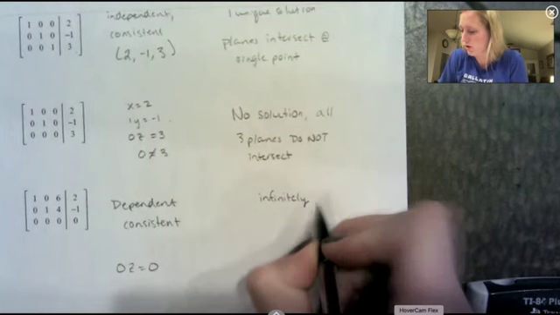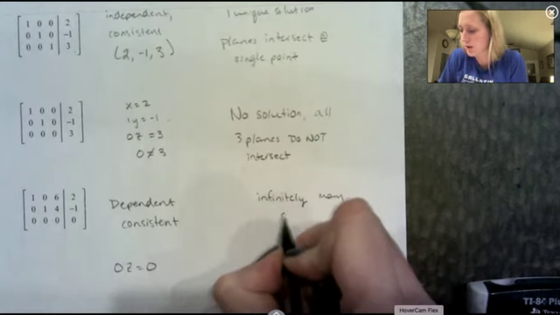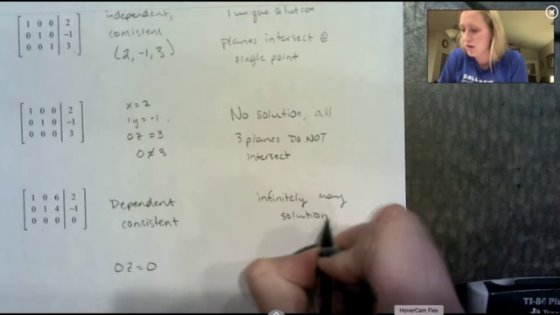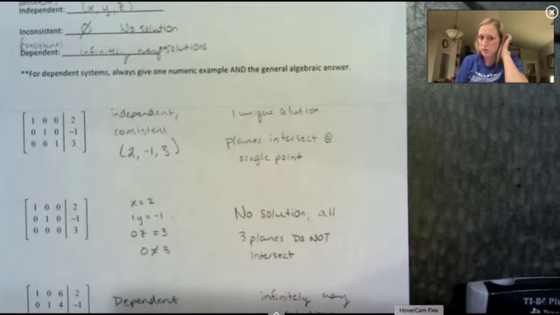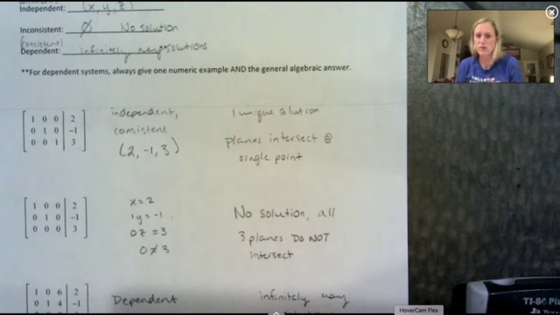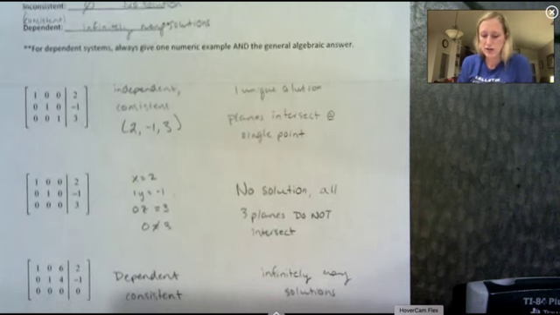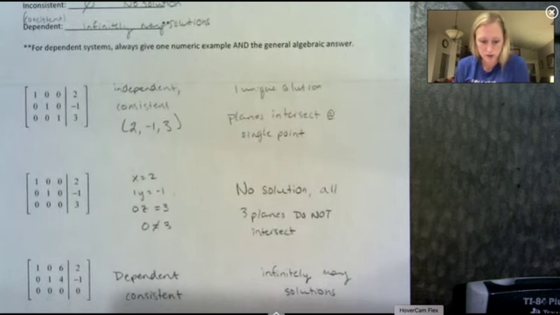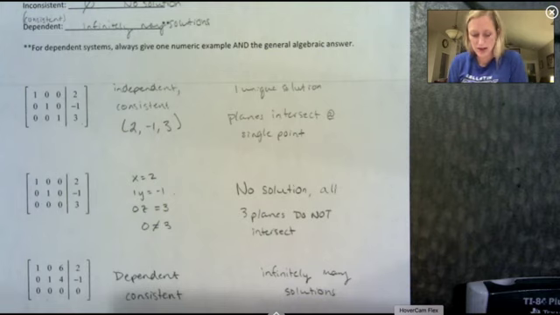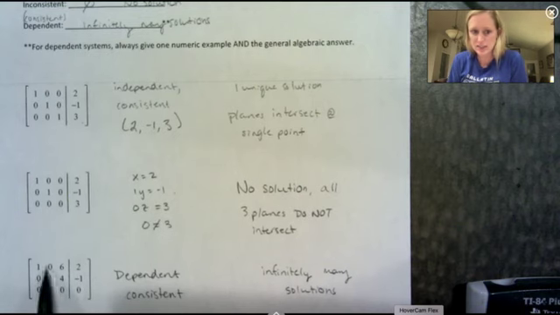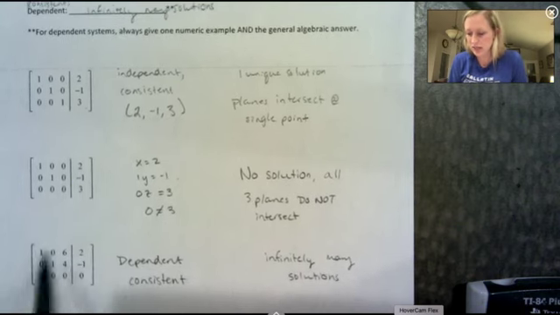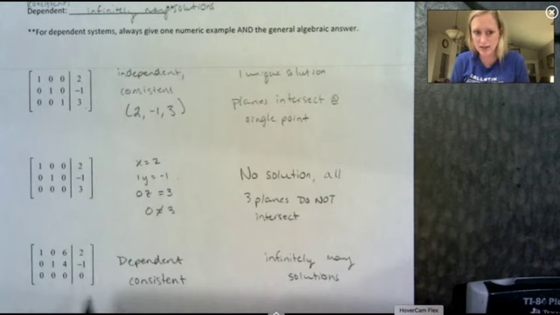Now, if you guys recall the directions up above, let me scroll back up there. So for dependent systems, that's what we just found, always give one numeric example and the general algebraic answer. So here's how we do that. So I am going to actually kind of solve the remaining system. So here, I didn't completely get to the identity matrix. I have a 6 and a 4 left over, so I'm going to write out that system.